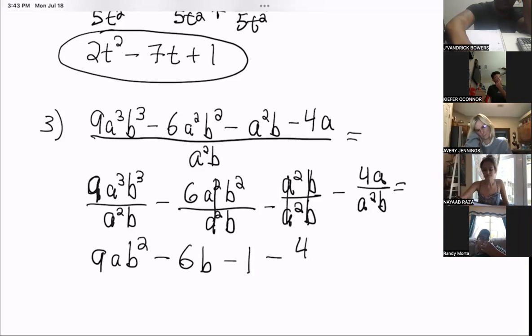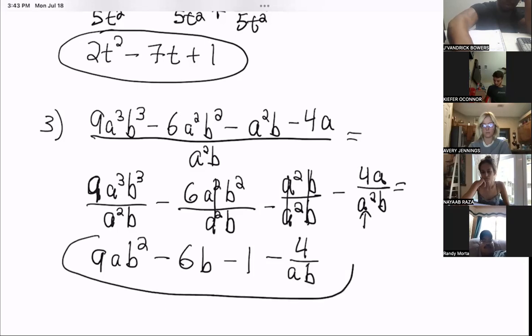Minus, okay, 4 is going to stay. Be careful of this: a divided by a squared. You subtract the exponents, and because the a squared on the bottom is bigger, the a goes on the bottom. And then b is going to stay in the bottom. And that is your answer for 3.